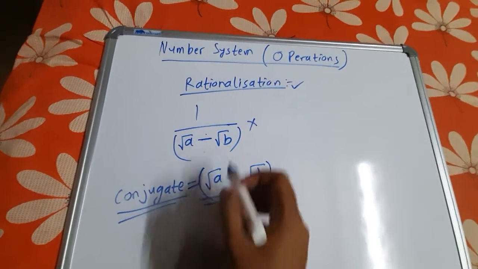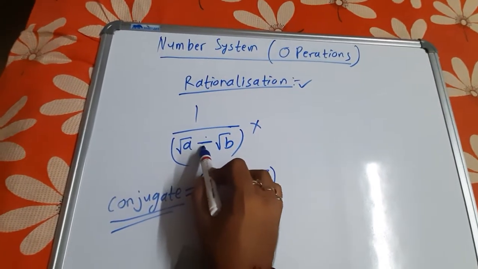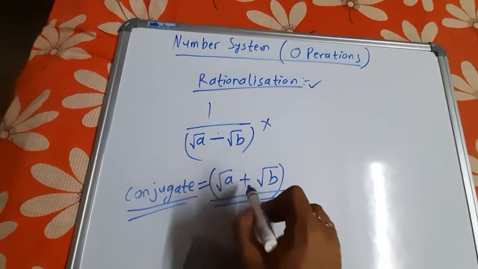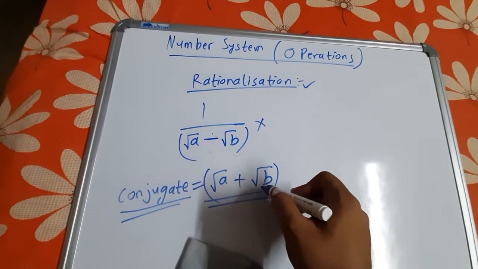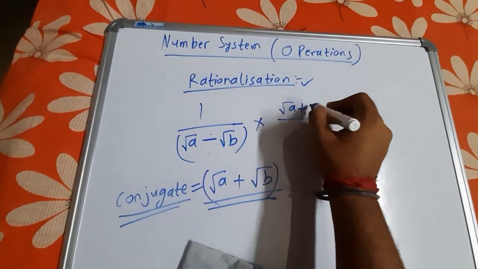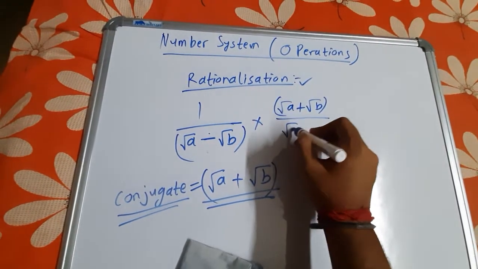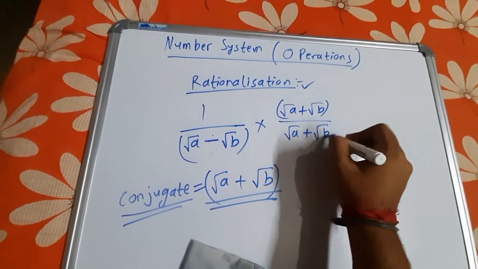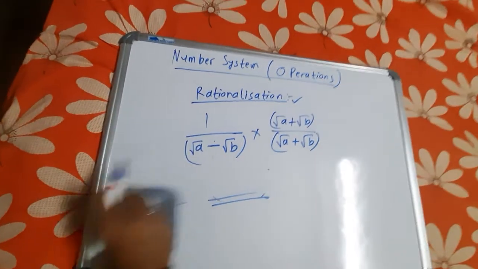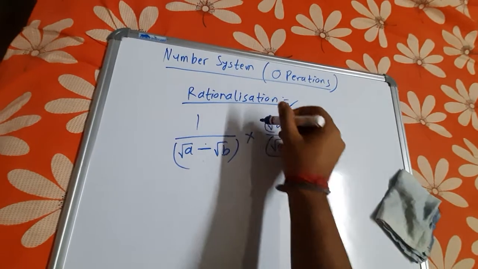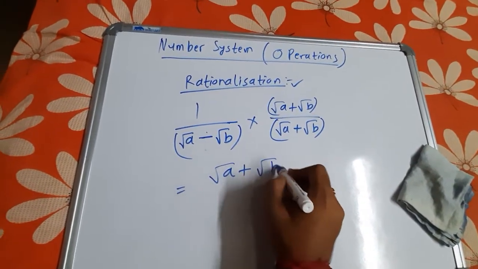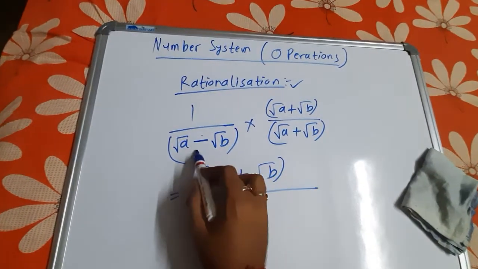What is a conjugate? Conjugate means the same thing, but the sign in between the two numbers is reversed. That is, if it is minus it will be plus, if it is plus it will be minus. Now we will multiply by root a plus root b. We multiply both numerator and denominator with the conjugate. I'm just rubbing this out because we want to do the calculation. Now 1 into this whole thing will just remain the same, divided by this thing into this thing.